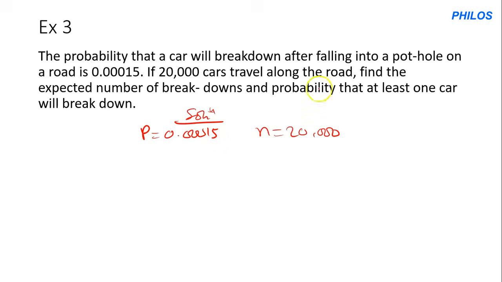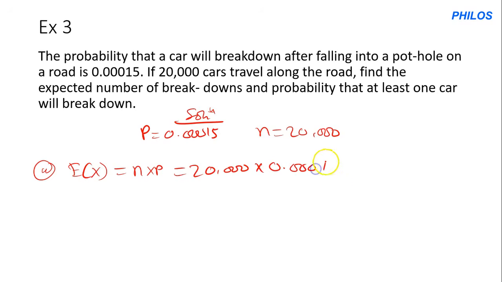The question says, find the expected number of breakdowns and the probability that at least one car will break down. So they are asking us two questions. Let's answer the first one. The first one says we should find the expected number of breakdowns. So expected number of breakdowns means the mean. Okay, so that is N times P, which is 20,000 times 0.00015, which will give us 3. So it means the mean is 3.